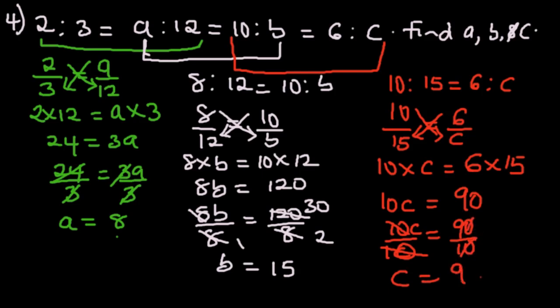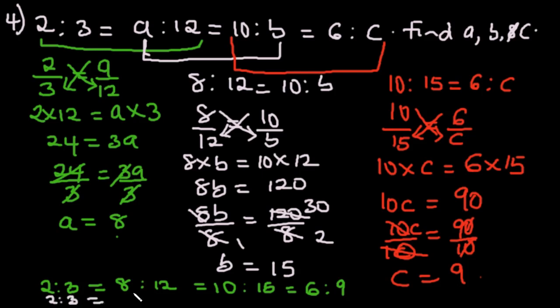C is 9. So now, confirming what we have been given, we have our A to be 8, we have our B to be 15, and our C to be 9. Let's substitute that and see if we are right. So what we are saying is 2 ratio 3 equals 8 ratio 12 equals 10 ratio 15 equals 6 ratio 9. If you reduce all these to their smallest units, this is 2 ratio 3, yes. 8 ratio 12, what's common to them is 4. 8 divided by 4 is 2, 12 divided by 4 is 3, you can see we are right.